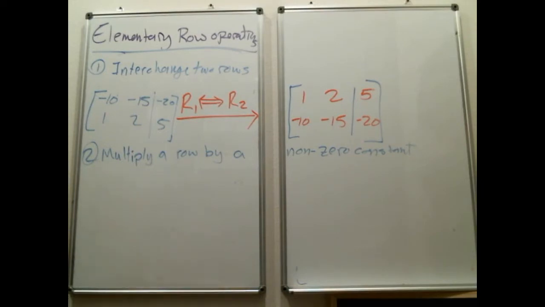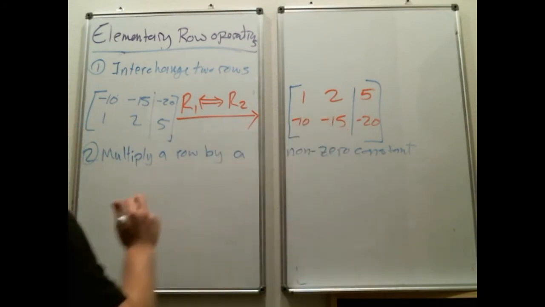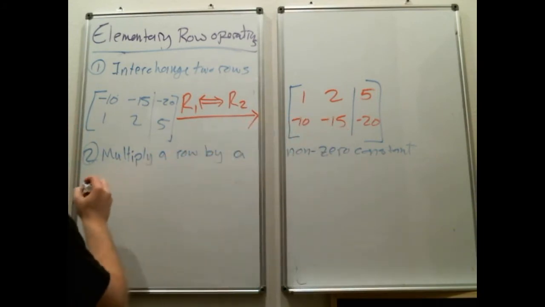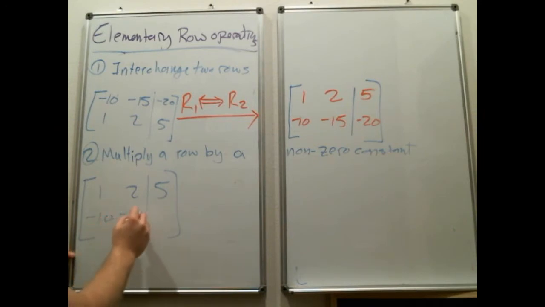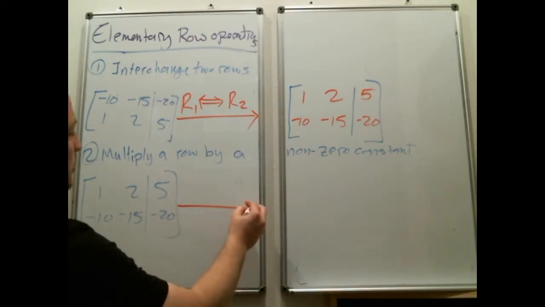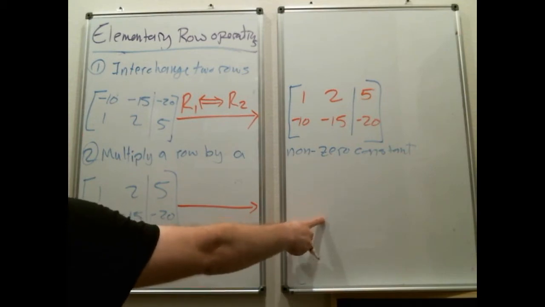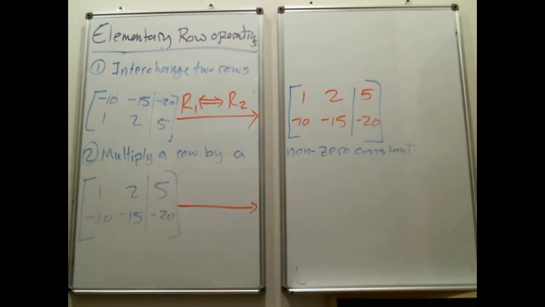Okay, so for the starting matrix, I actually want to start with the one we just finished. So this matrix, I'm just rewriting it over here: 1, 2, 5, -10, -15, and -20. And now I want to perform a row operation. So what do I have to do if I'm going to perform a row operation? I have to have a big arrow here pointing to the new matrix, and on top I have to write the operation that I'm performing.